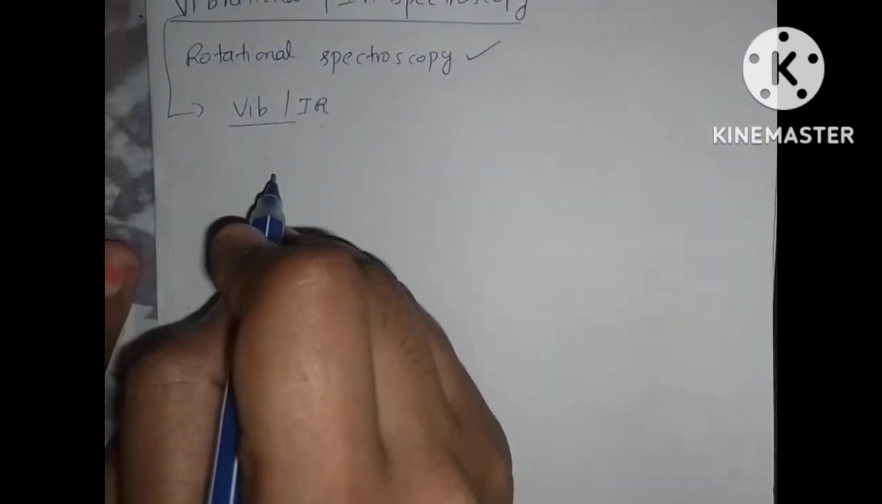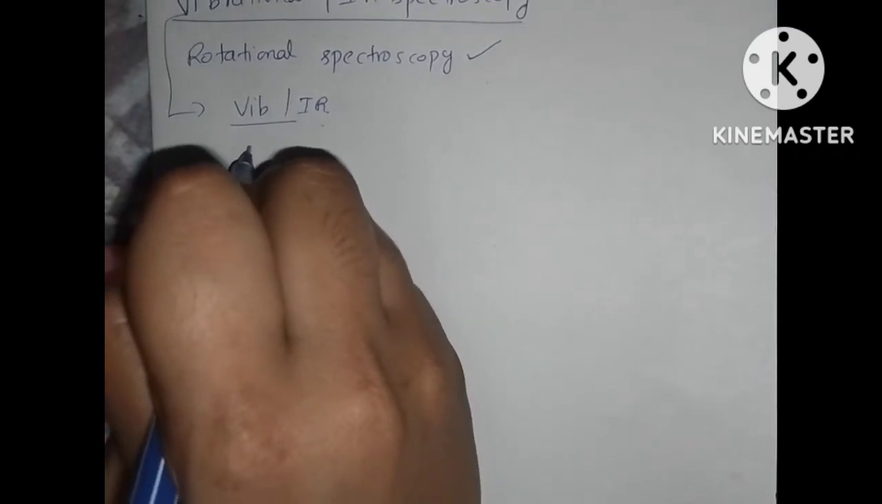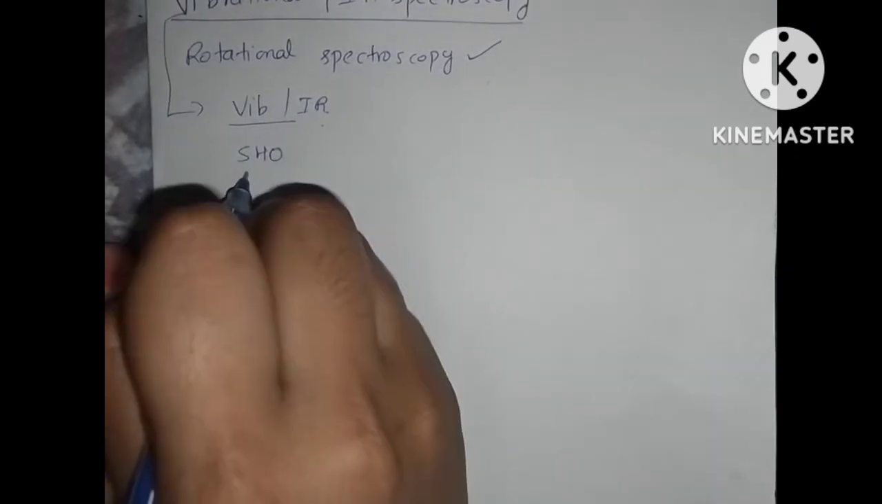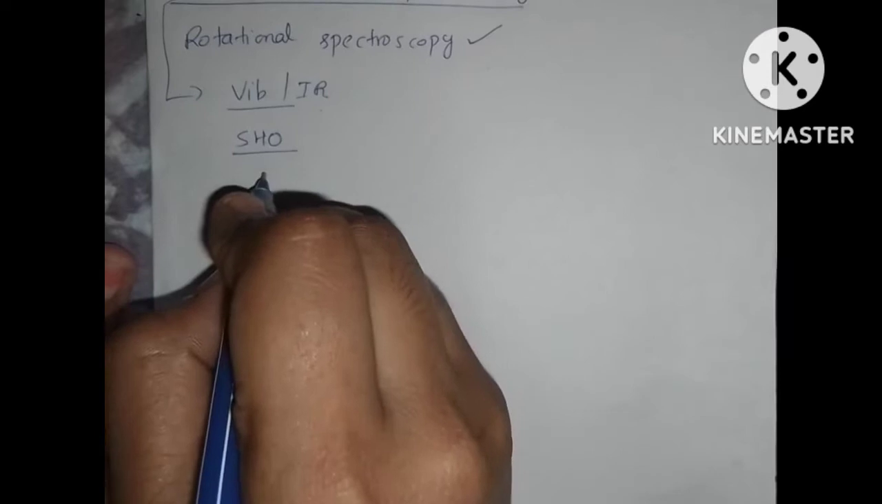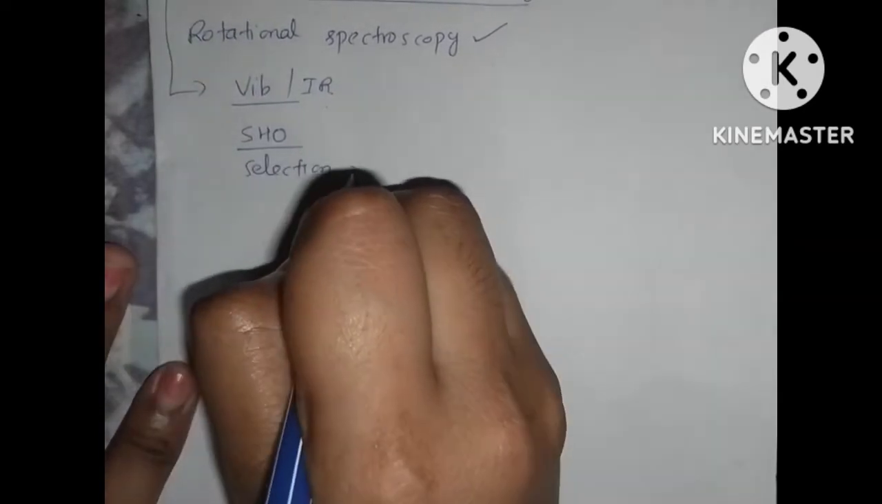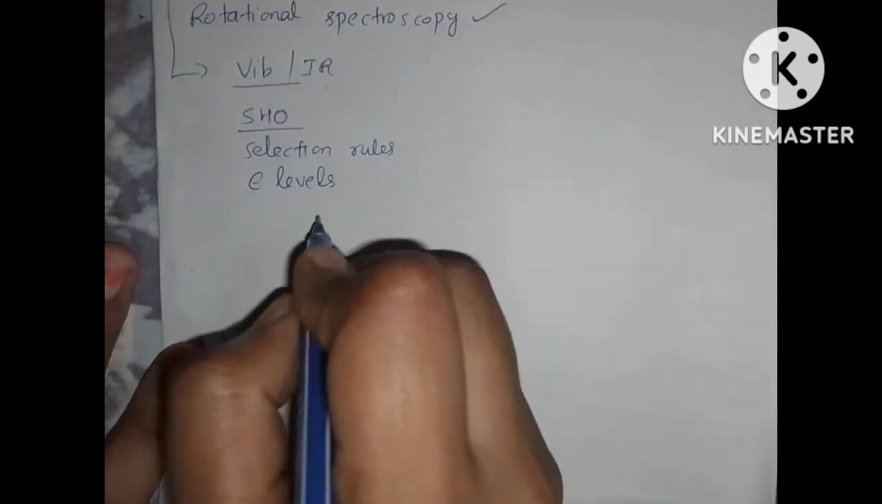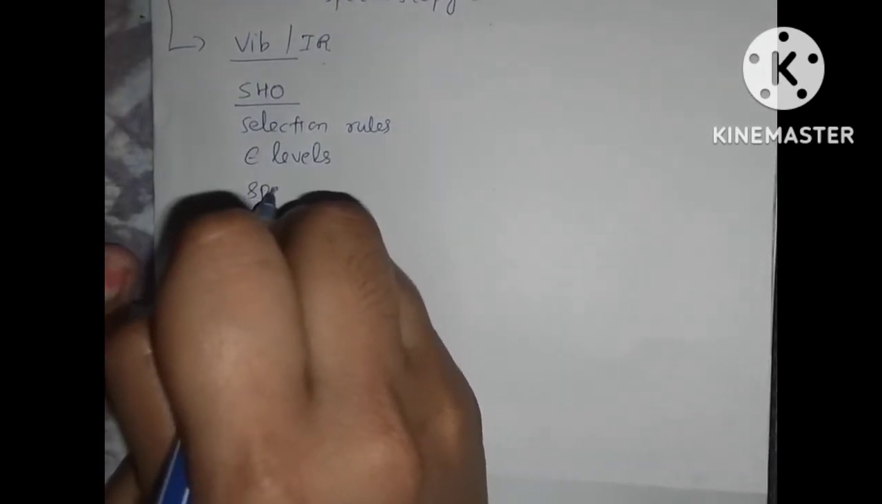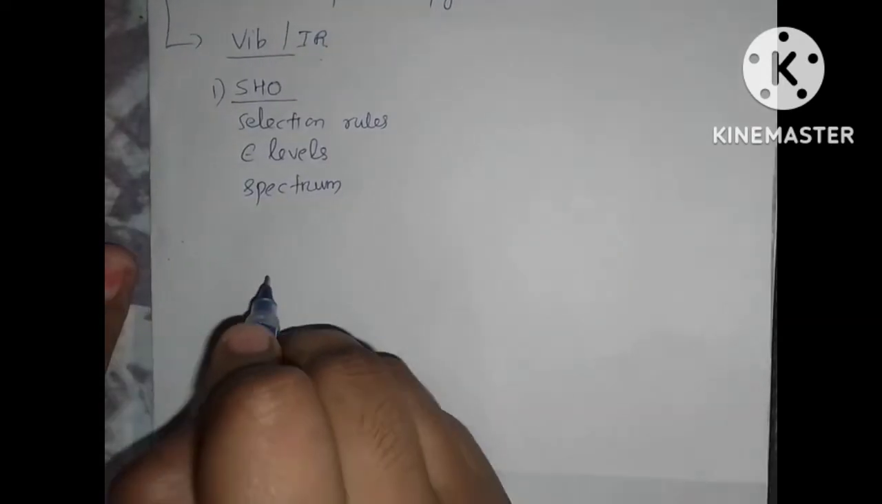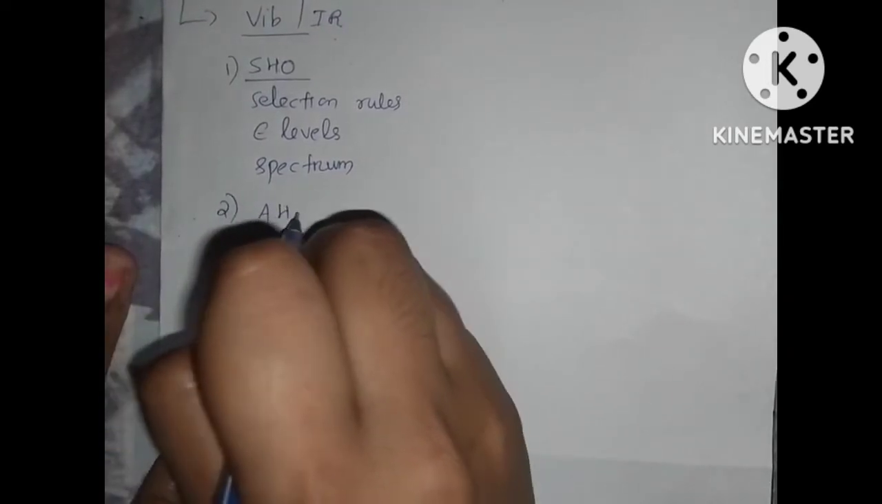In vibrational and IR spectroscopy, we will first cover the simple harmonic oscillator. In the simple harmonic oscillator, we have to study selection rules, energy levels, and spectrum. This is the first part, and the second one is the anharmonic oscillator.